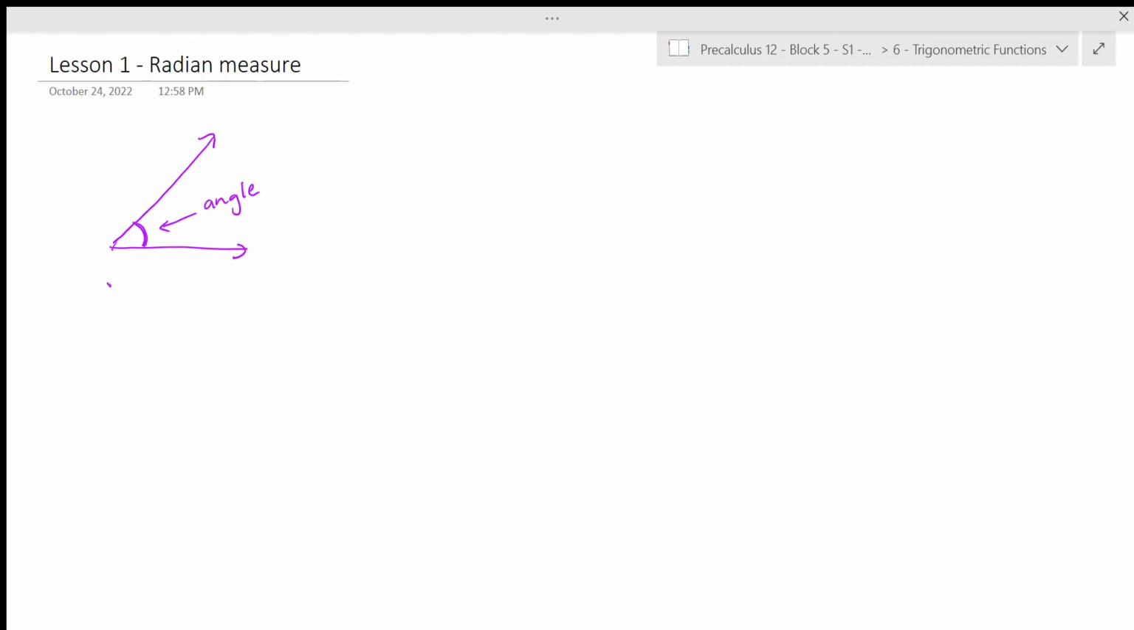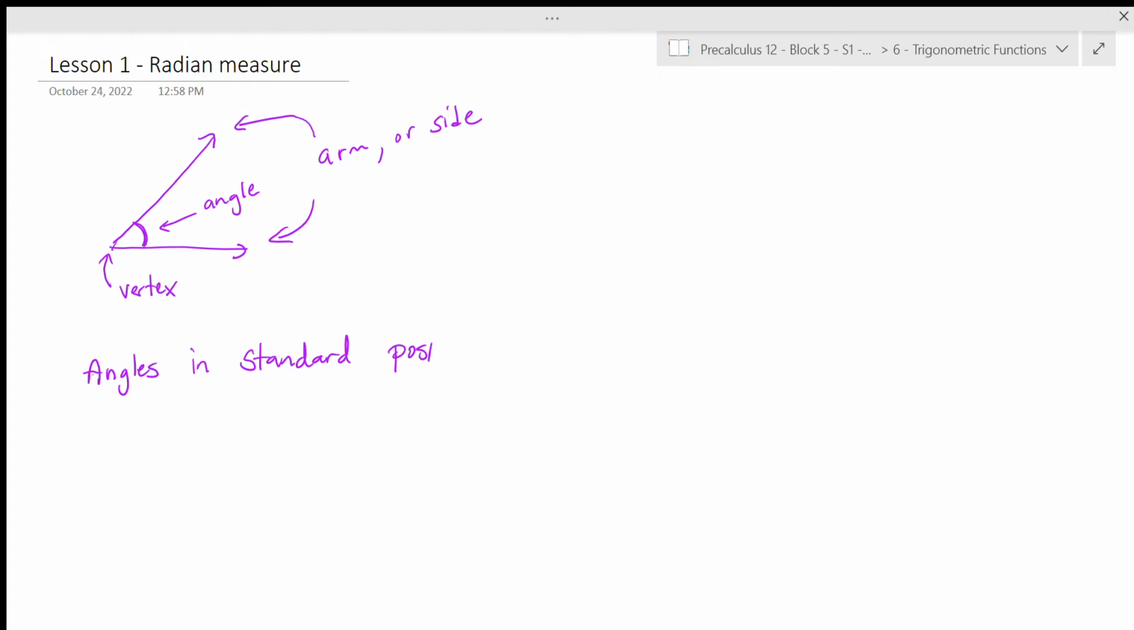The corner right here is called the vertex of the angle. And the 2 lines that meet can alternately be called the arm of the angle or the side of the angle, depending on which you like. So an angle is formed when 2 arms or sides meet at a vertex. When we're talking about trigonometric functions, we use angles in standard position.